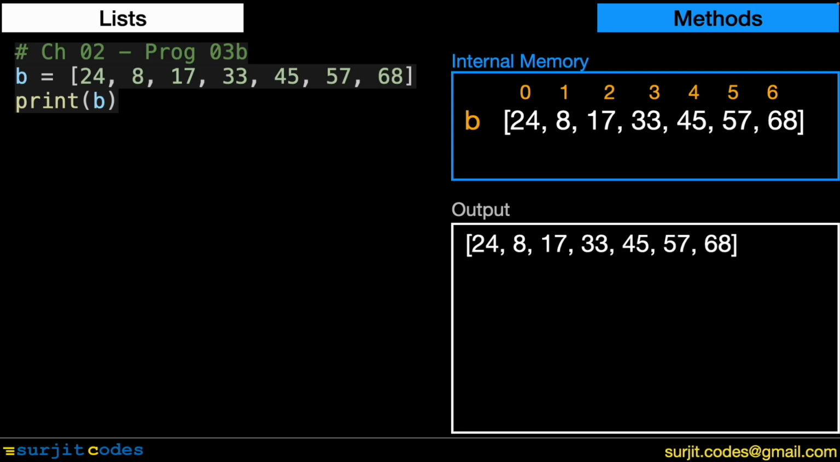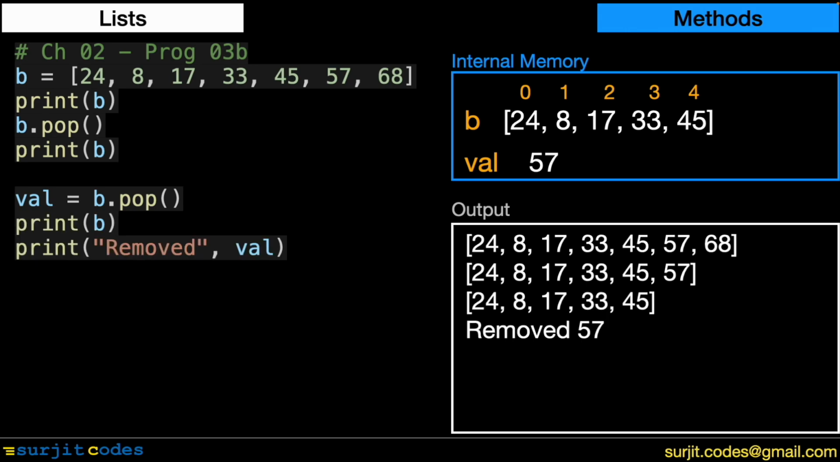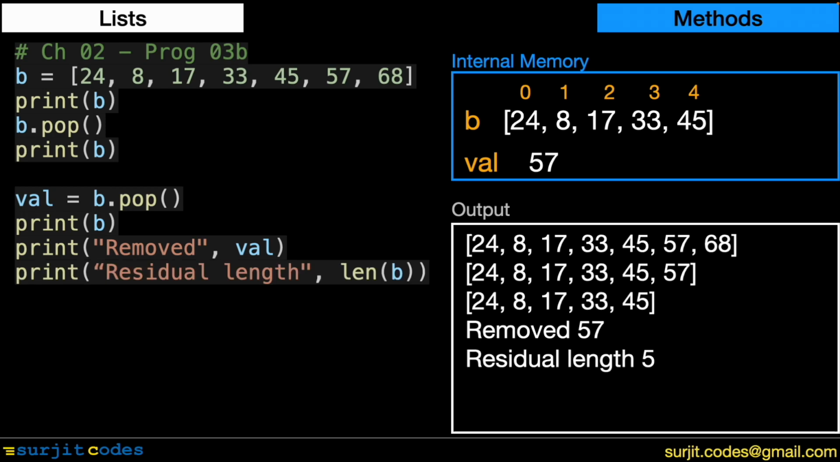Now consider the list B. Initially it has 7 items. We use pop method to remove the last item of the list. Let us print it. We pop once more and save the popped value in a variable if we need it later on. Let us print the residue list and the popped value. Residual length of the list is 5.